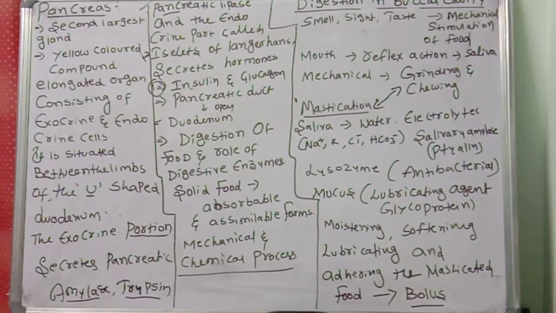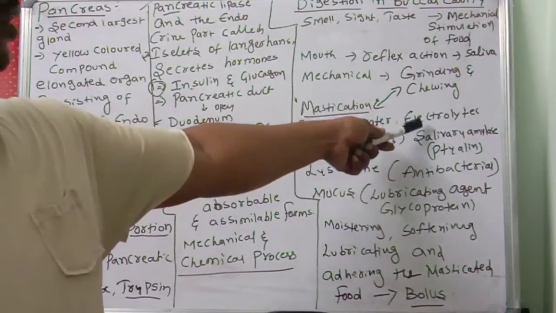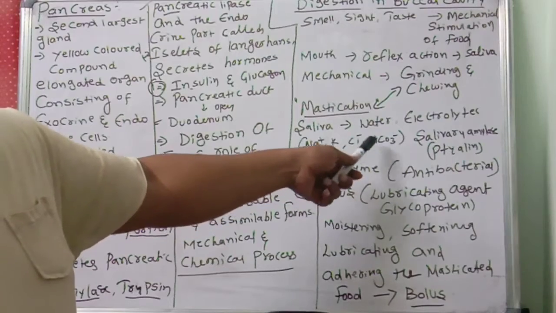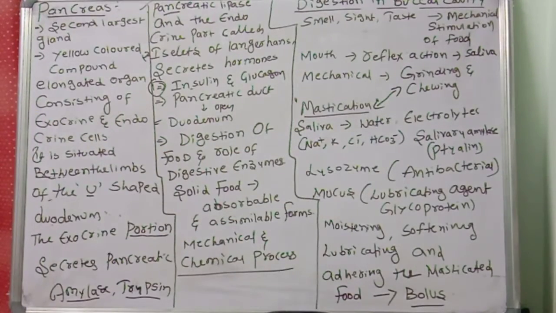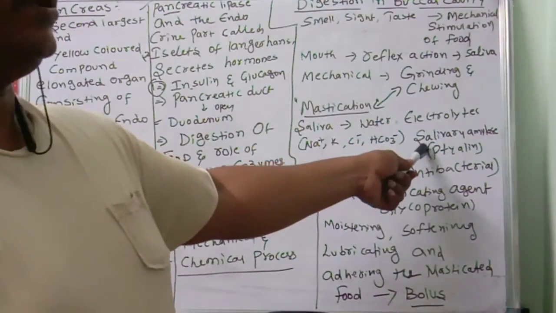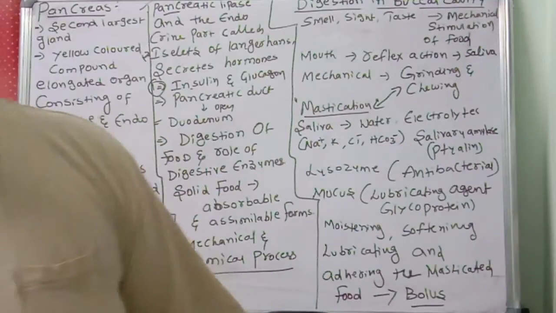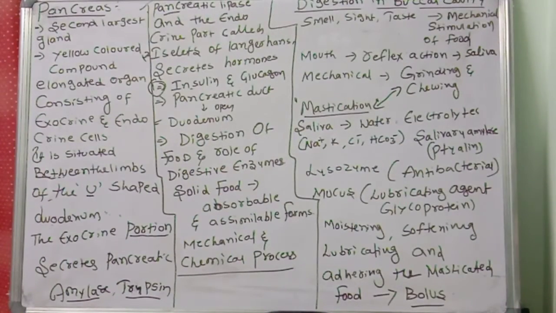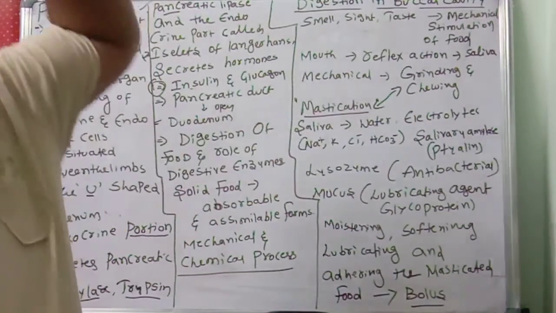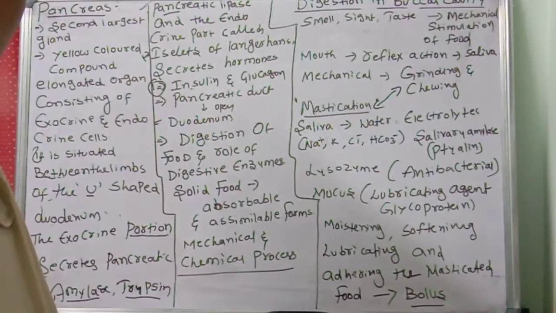Saliva is there in the mouth. The saliva contains water. What is the composition of saliva? Come on, tell us some composition of saliva. Water, electrolytes like sodium, potassium, chloride, bicarbonates. These all are present in the saliva. And salivary amylase, very important. Ptyalin digests the starch. Starch digestion takes place by the salivary amylase, and starch is converted into compounds like maltose.